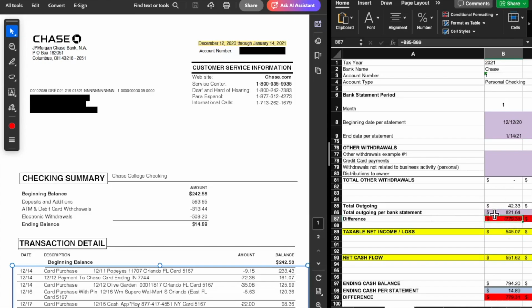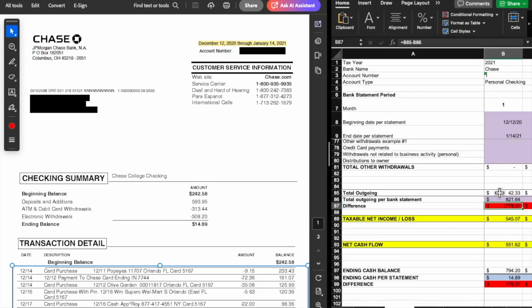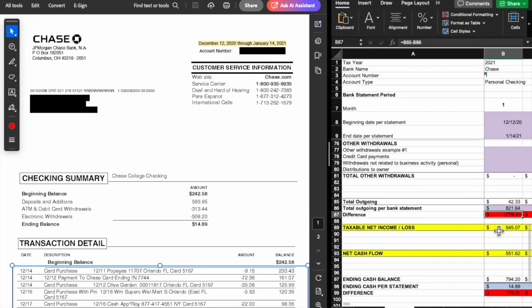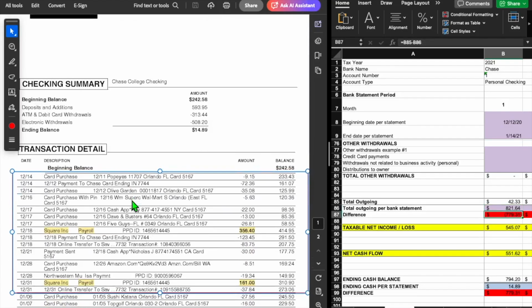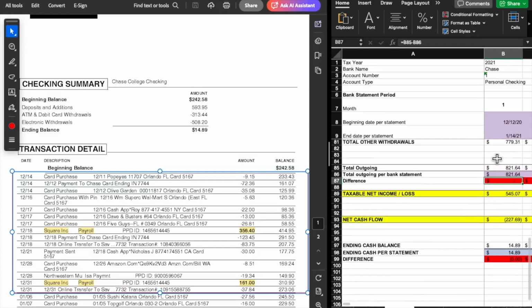And then my Excel will calculate the difference between my business expenses and the total outgoing. This 779 is the total outgoing for my non-business expenses. So instead of adding up all my personal outgoing items, I just put my business expenses and whatever the total outgoing is for my statement, and that difference is going to be my total non-business outgoing items. And then I'll just put that here so we reconcile. So it's 779.31. Boom. We're at 0 now, difference.